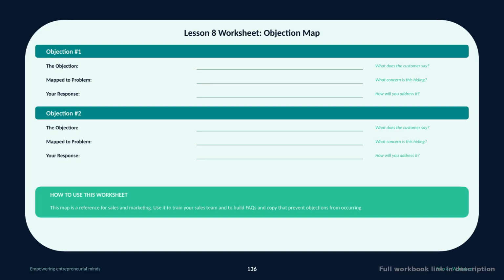Pause the video and open your workbook to the Lesson 8 worksheet. For each objection, write what the customer says, the problem it hides, and your response. This map is a reference for sales and marketing. Use it to train your sales team and to build FAQs that prevent objections.